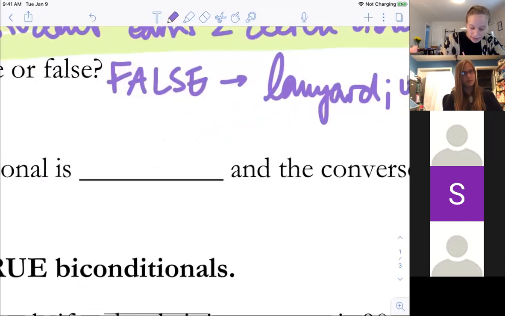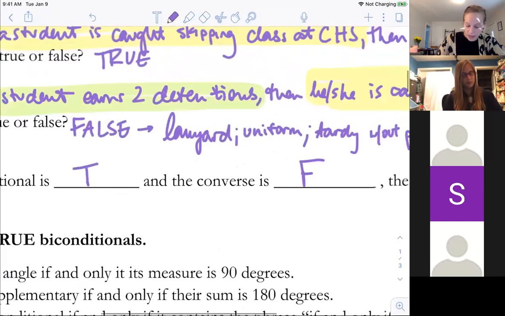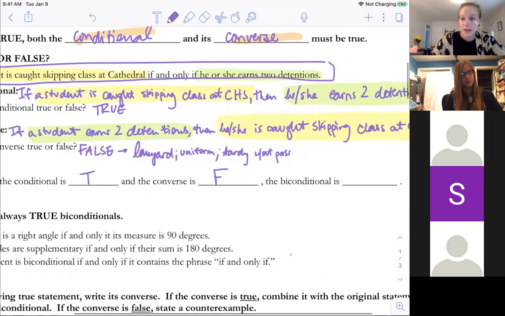Now, because my conditional is true and the converse is false, my biconditional is false. Both of them need to be true in order for it to be a true statement. And since we came up with counterexamples for the converse being false, that makes the entire biconditional false. Everyone good with that? Okay.